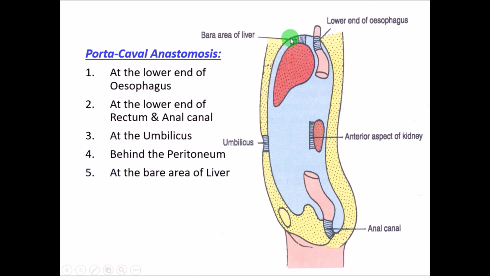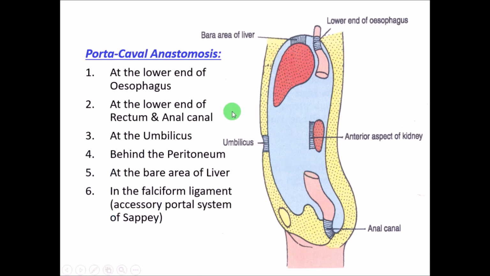The fifth is at the bare area of the liver, where there is no peritoneal covering for the liver. Then the sixth is in the falciform ligament, one of the ligaments of the liver itself, the accessory portal system of Sappey. Then the seventh is at the fissure of the ligamentum venosum. That is also a ligament within the liver; the ductus venosus will become the ligamentum venosum. So these are some of the sites where the portal blood will be mixing or anastomosing with the branches of the inferior vena cava.